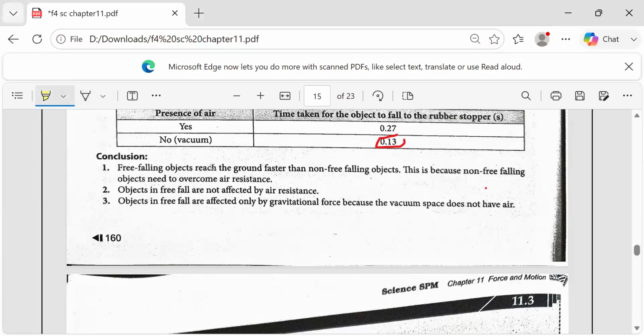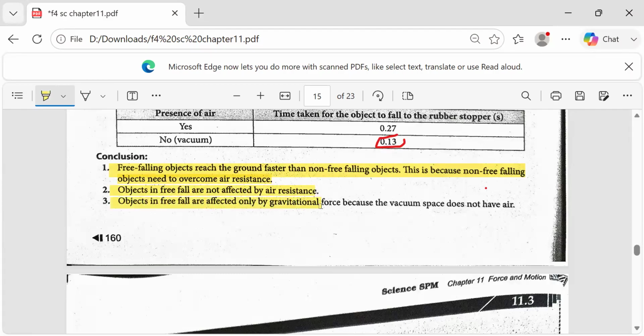Okay. Free falling objects reach the ground faster than non-free falling objects. This is because non-free falling objects need to overcome air resistance. Okay? Objects in a free fall are not affected by air resistance. Objects in free fall are affected by gravitational force because vacuum space does not have air.